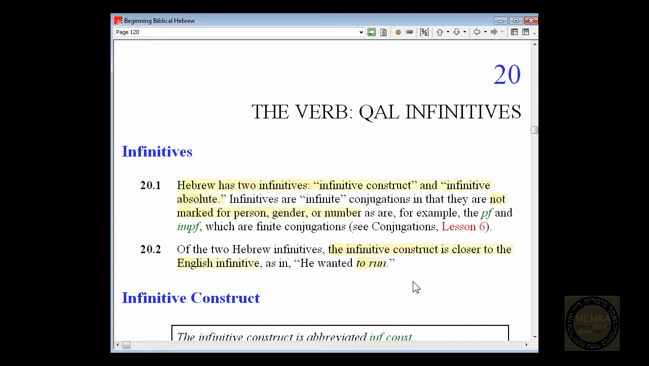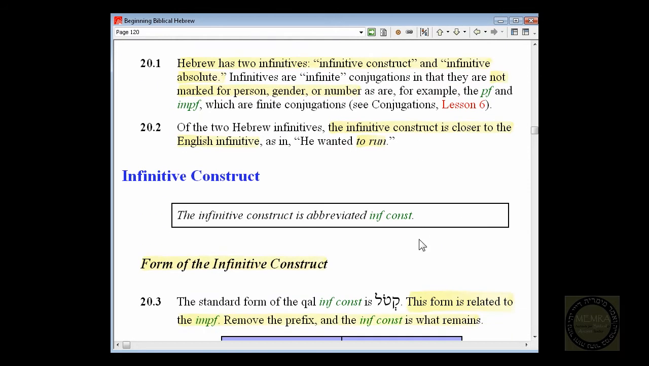There's a basic form for each of these. You will not have person and number. You'll never have a third masculine singular infinitive. You'll never have a first common plural infinitive. It's just an infinitive, and there are two kinds, the infinitive construct and the infinitive absolute. Now, he starts with the infinitive construct.